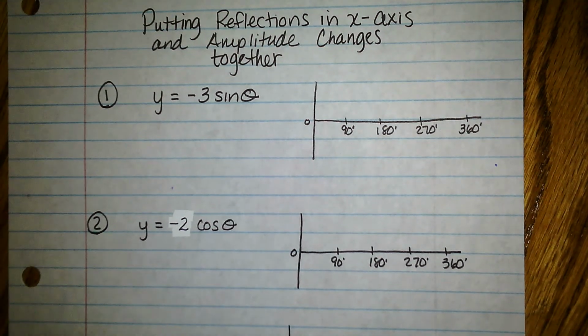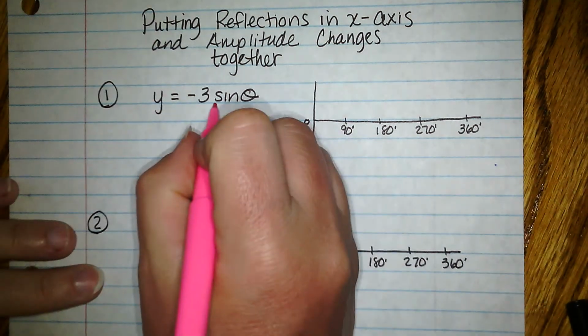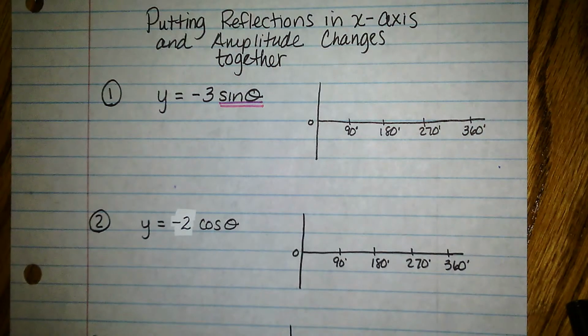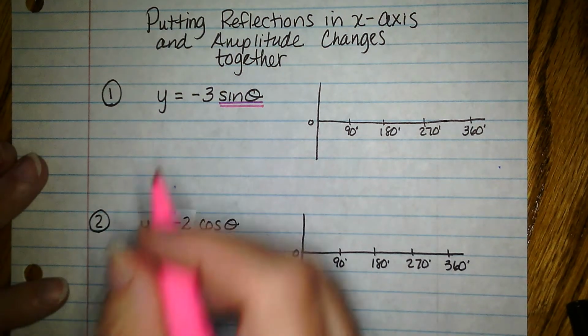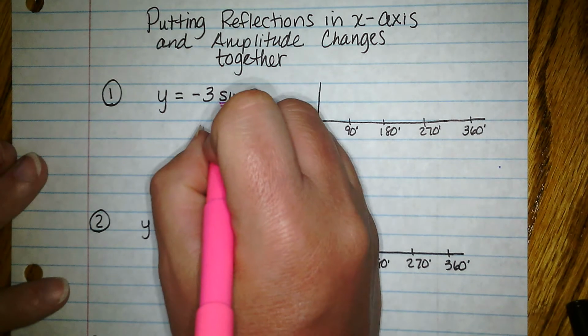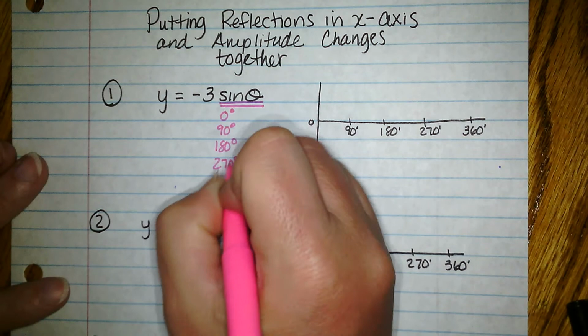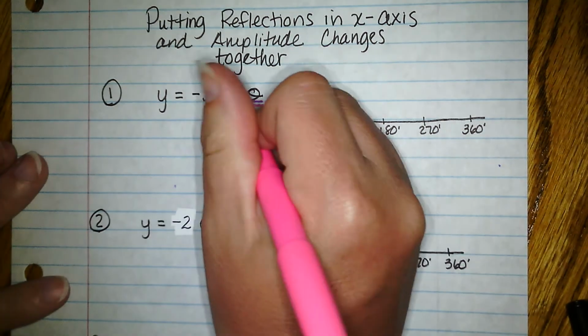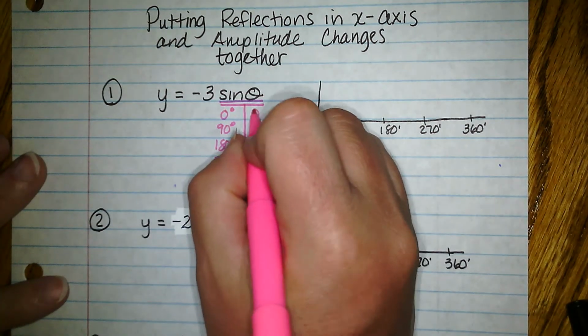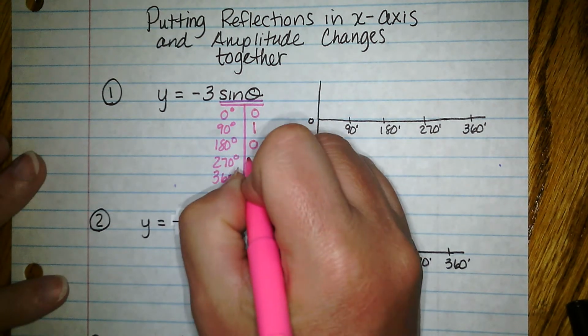So this slide is basically about summarizing the reflections in the x-axis and the amplitude changes together in one graph. So essentially what we have to do is we first need to take a look at what function we're working with. And because we're working with sine in the first problem, we know that sine's basic graph starts at 0, 90, 180, 270, 360, and sine starts at 0, goes up to 1, then 0, then -1, then 0.